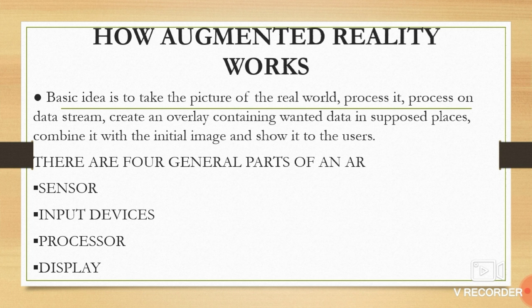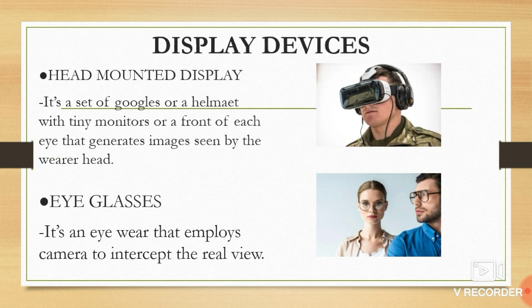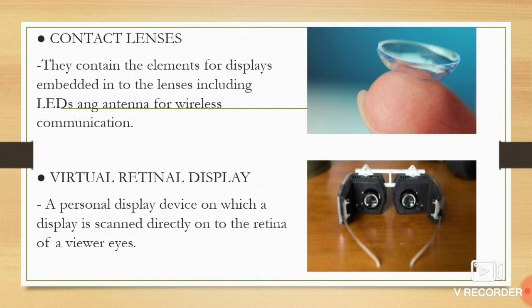We're moving on to the display devices. Head-mounted display is a set of goggles or a helmet with tiny monitors in front of each eye that generates images seen by our head. Eyeglasses is an eyewear that employs a camera to intercept the real view. Contact lenses. They contain the elements for display embedded into the lens, including LEDs and an antenna for wireless communication.